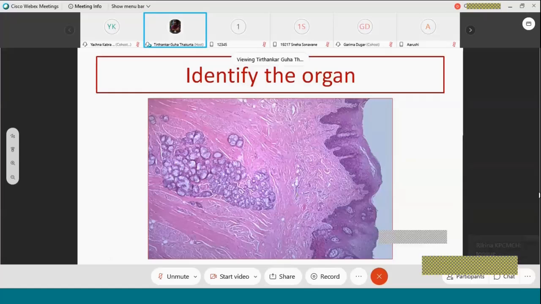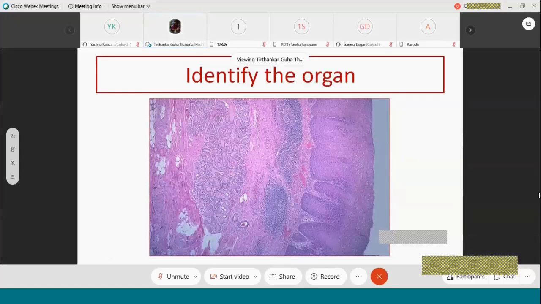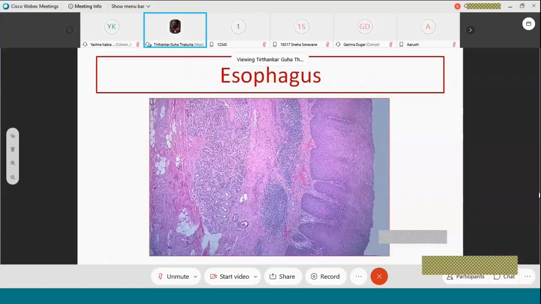What is this organ? Very good. This is the esophagus. Stratified squamous epithelium, submucous layer with mucosa-associated lymphoid tissue and gland, and smooth muscle layer. So this is esophagus. What is this organ?